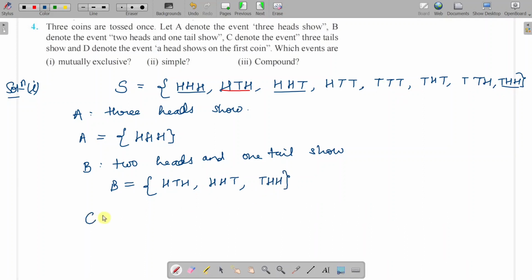Now let us look at the set C, that is 3 tails show, okay. So C will be what? Only singleton set, that is tail, tail, tail.